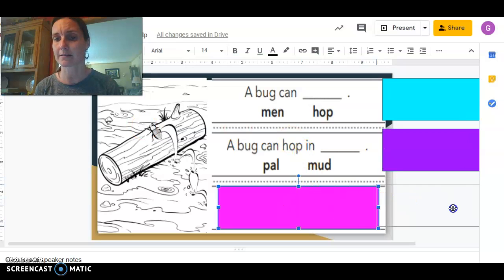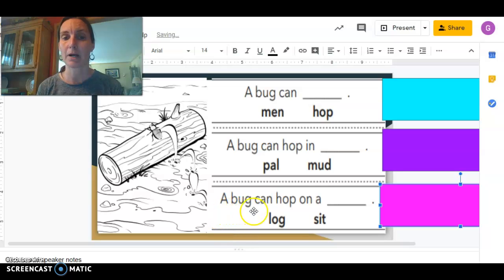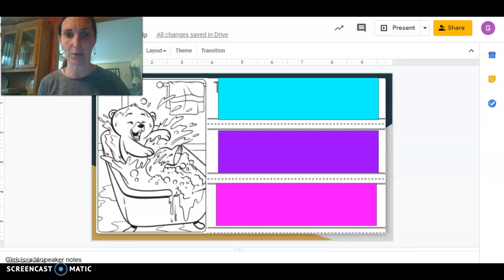Let's try the last sentence here. A bug can hop on a blank. Read that with me. A bug can hop on a blank. Try out your choices. A bug can hop on a log. A bug can hop on a sit. Think about which one makes sense. Which makes sense in that sentence? Log. Let's check the picture. He's on the log, and let's reread it. A bug can hop on a log. Nice job. Let's try another one.